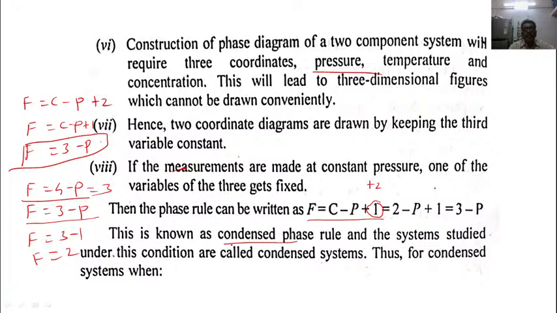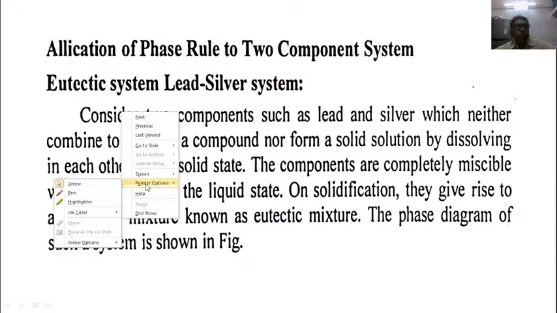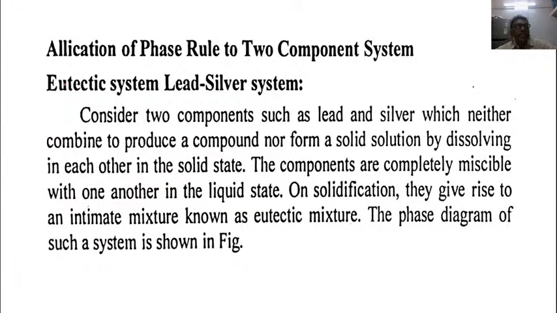Now let us apply this condensed phase rule to the two component system. Application of phase rule to two component system. By taking an example now, I would like to explain this. Remember, in case of the two component system, C is always equal to 2.